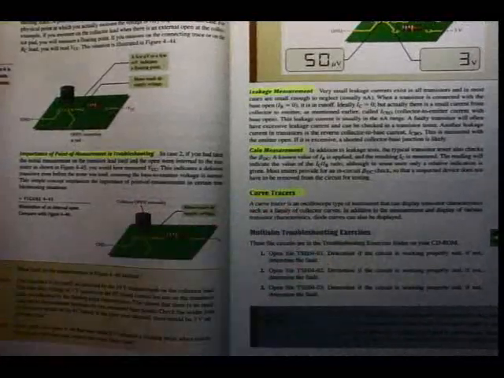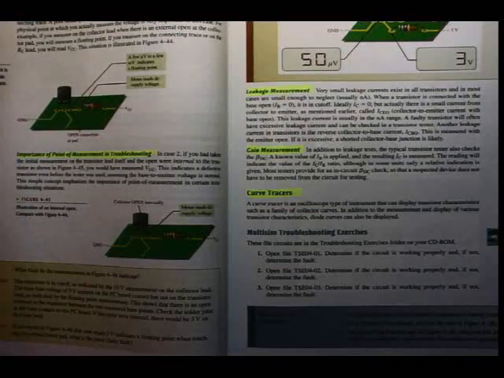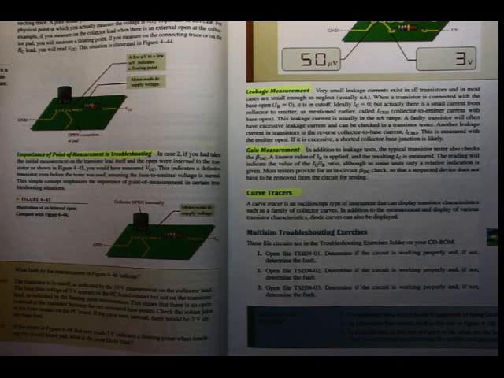On the next page there, leakage measurement. Very small leakage currents exist in all transistors, and in most cases are small enough to neglect, usually nanoamps. When a transistor is connected with the base open, IB = 0, it is in cutoff. Ideally, IC should also be 0, but actually there's a small current from collector to emitter, as mentioned earlier, called ICEO, collector to emitter current with the base open. That's what the CEO stands for as a subscript. Each current is usually in the nanoampere range. A faulty transistor will often have excessive leakage current and can be checked in a transistor tester.